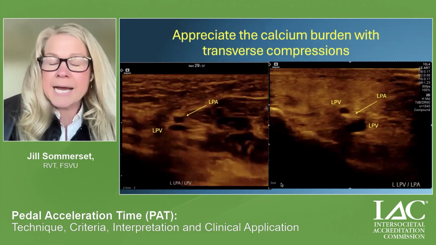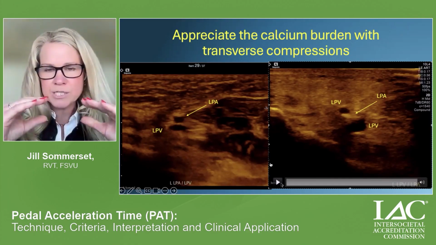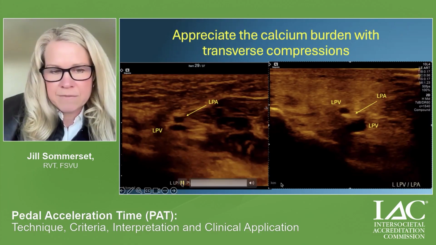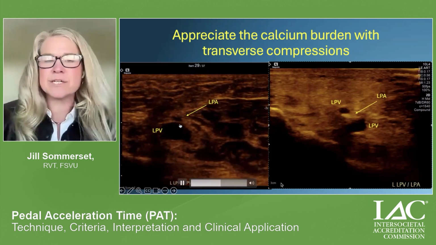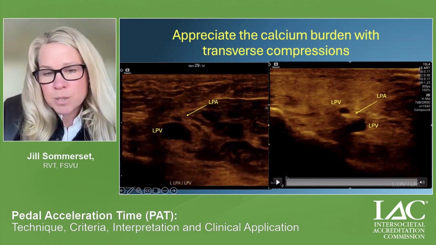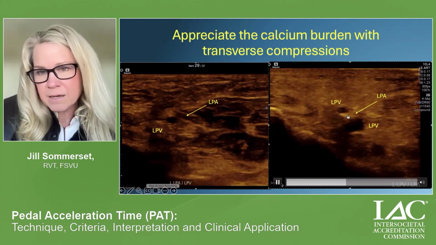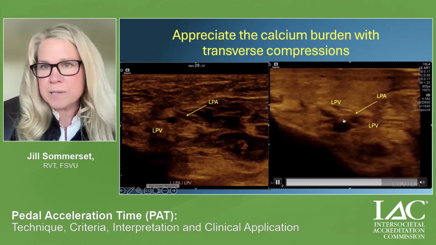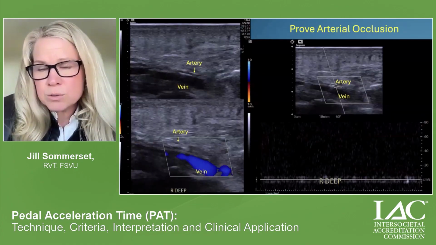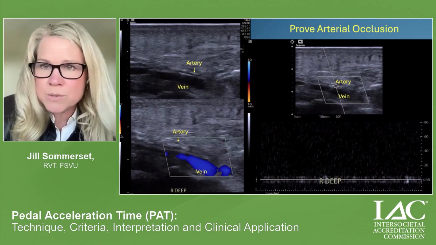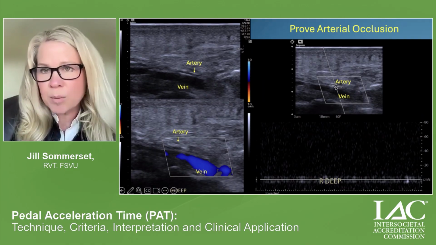I do want to talk about really looking at the calcium burden. So I talked about those compressions with the lateral plantar artery and vein. If you look at this patient, look at this very clean lateral plantar artery, very low calcium burden, as opposed to this patient, a very high calcium burden. You can see the veins right here, and this is the occluded lateral plantar artery. And so when we prove occlusions, we do it just like we do anywhere else in the body. We're going to use B mode, color, and then we're going to put a Doppler in there to show it's Doppler silent.